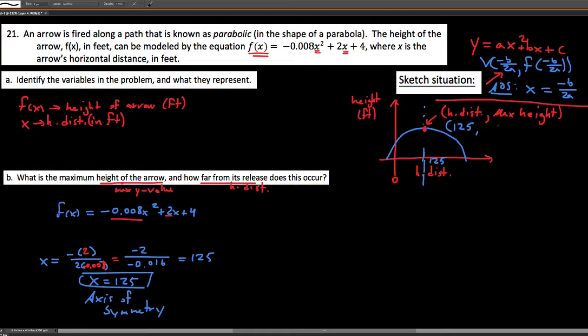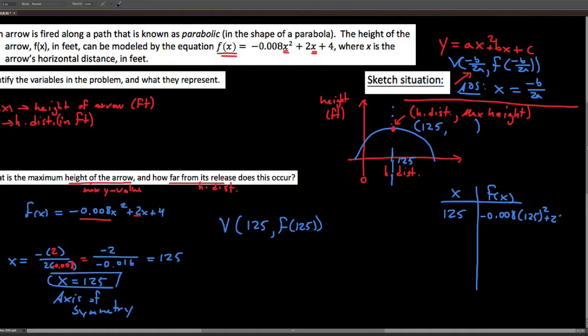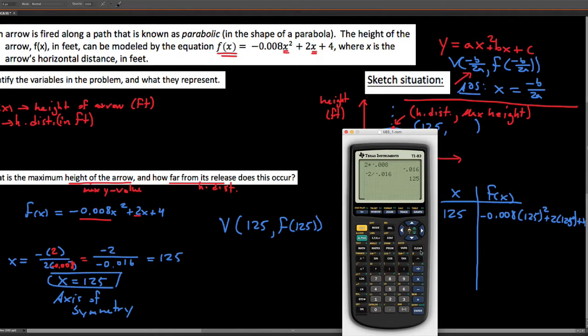So now we say, okay, I need the y value. Recall that for your vertex, if we know the x value, we can find the y value by substituting this input into our function. So we need to evaluate for 125 as an x value. We get negative 0.008 times 125 squared plus 2 times 125 plus 4. We do need to evaluate it, but if I'm being honest, we're going to grab a graphing utility to help us do this.